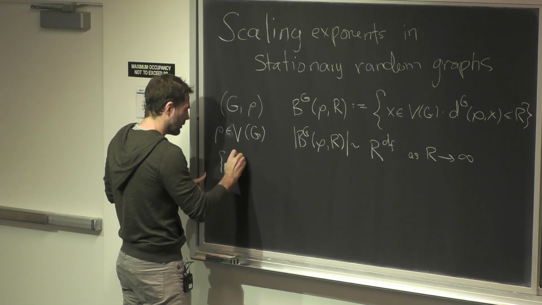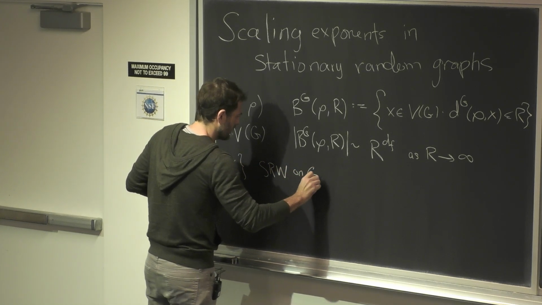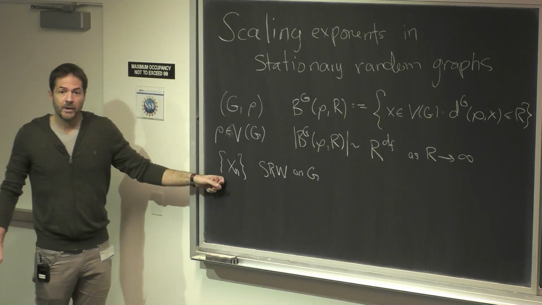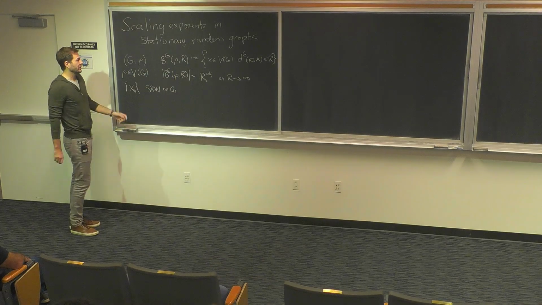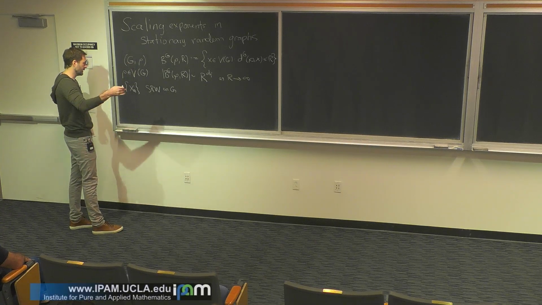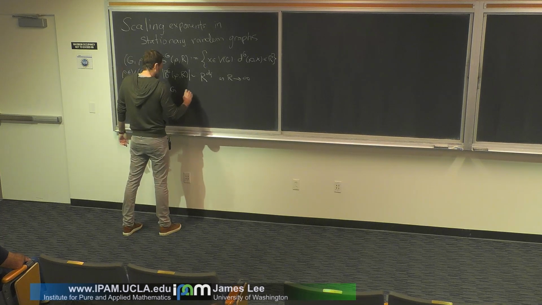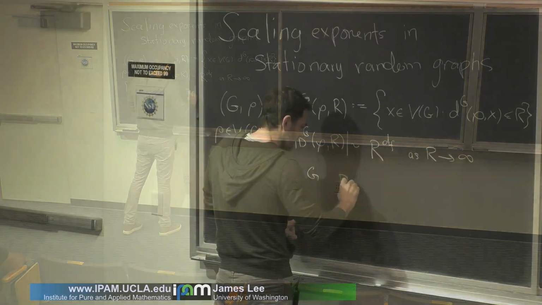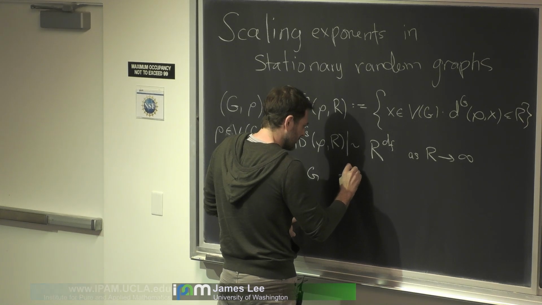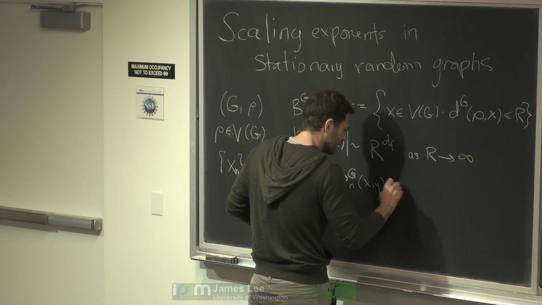Okay, so let's introduce the random walk. This is just a simple random walk on the graph. Again, all our graphs are locally finite, so you just choose a uniformly random neighbor at every step. And then once we have that, we can define the transition kernel in the standard way.